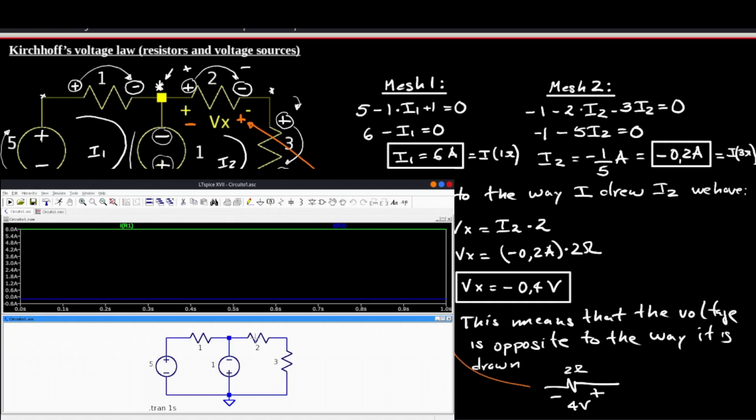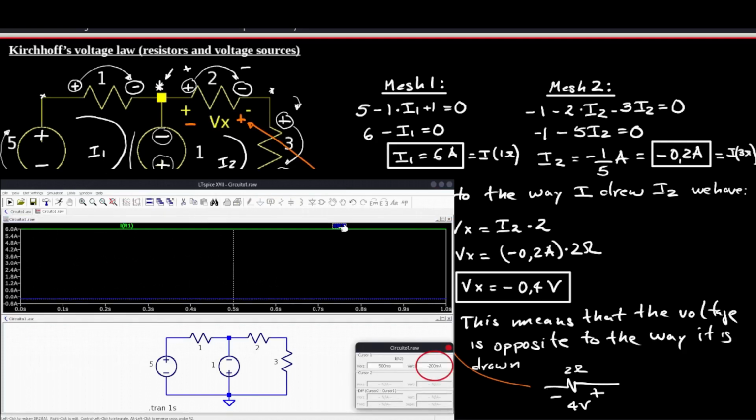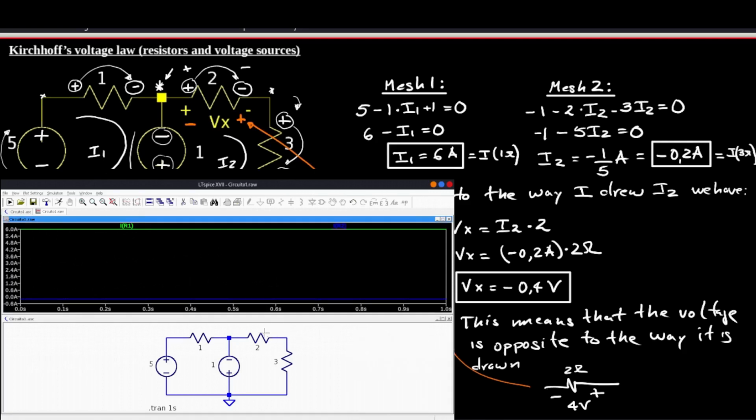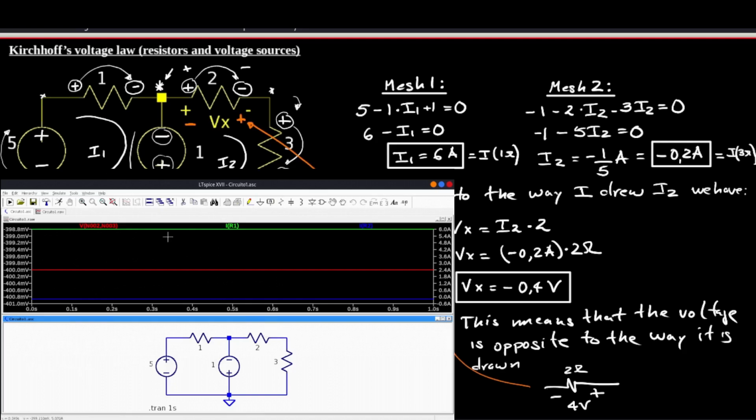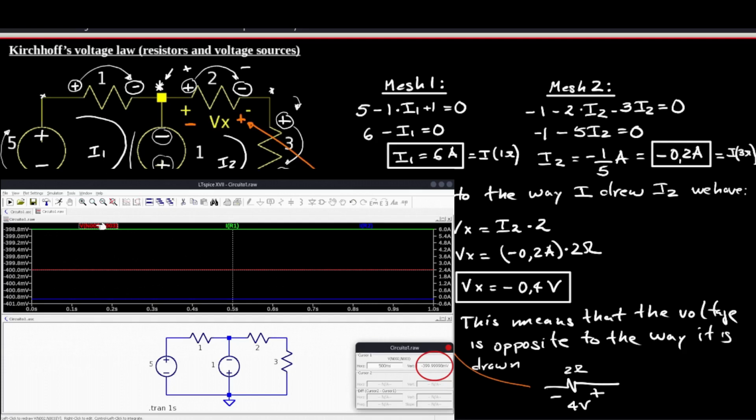We cannot see it properly on the graphics, but we can see that the resulting current is minus 200 milliamperes. Okay, so now by means of the simulation, I'm going to calculate the voltage difference between the point on the left and the point on the right, which is the way they told me to calculate it. And by doing this, I get that the voltage difference is minus 0.4 volts.